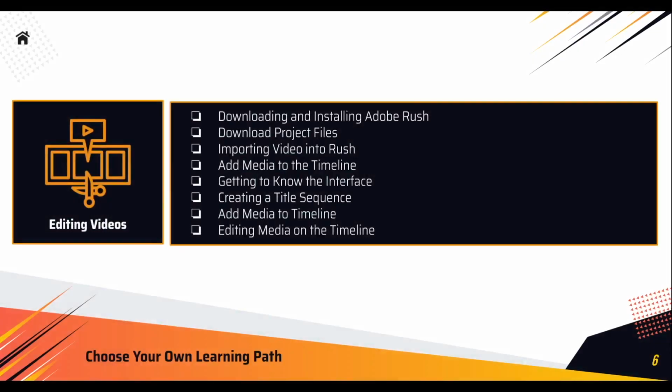When we move on to video editing, we'll be looking at downloading and installing Adobe Rush, how to download project files. If you have your own video files you can edit with, don't worry about adding my files, but I do have video files you can use to edit with if you don't have your own. We'll look at importing the video into Rush, adding media, meaning video and audio, to the timeline. We'll get to know the interface, talk about title sequencing, and of course, adding media to the timeline and actually editing it. And we'll actually go through a whole project doing that, a sample project, unless of course you have your own videos ready to go.